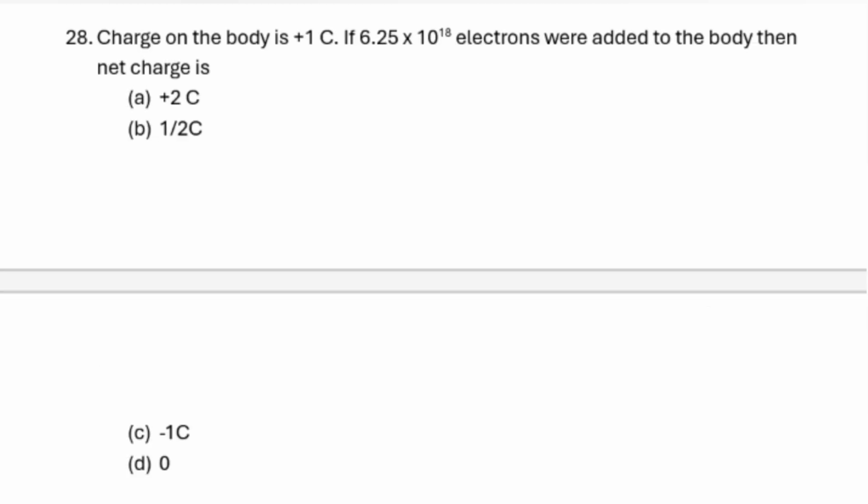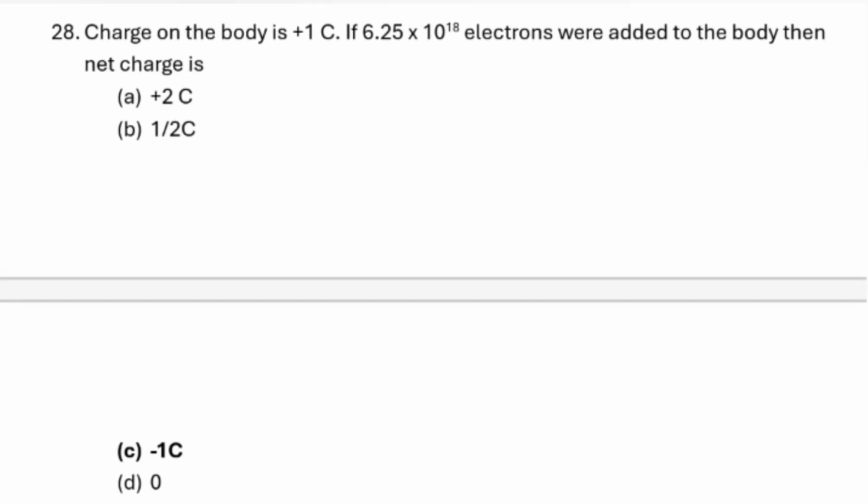Question number 28. Charge on a body is plus 1 coulomb. If 6.25 × 10^18 electrons were added to the body, then net charge is option A, plus 2 coulomb, option B, half coulomb, option C, minus 1 coulomb, option D, 0. Here the correct answer is option C, minus 1 coulomb.